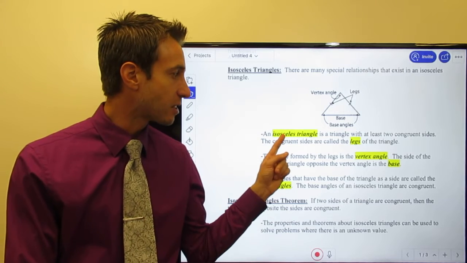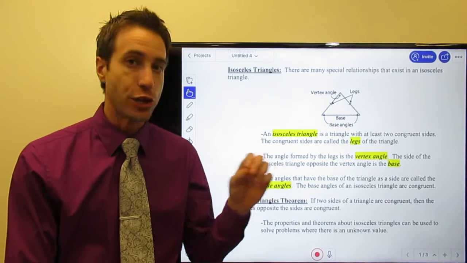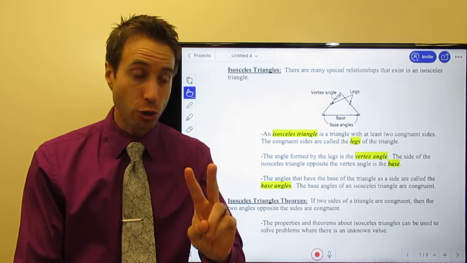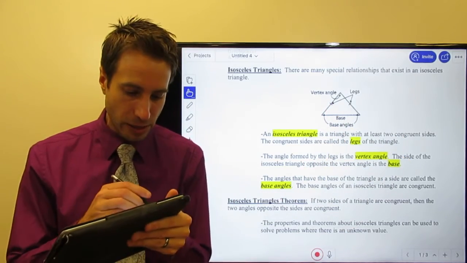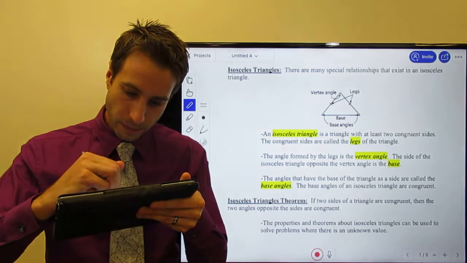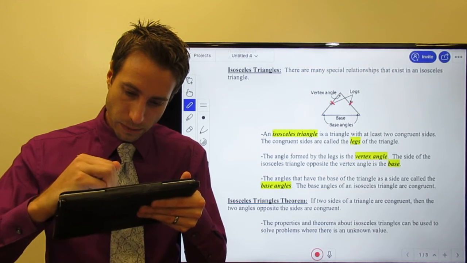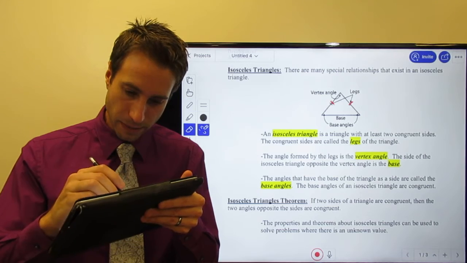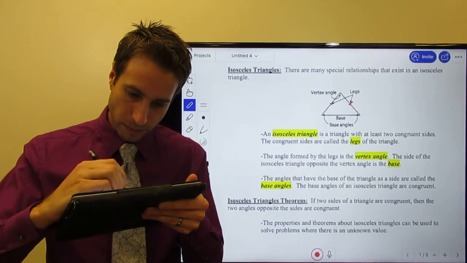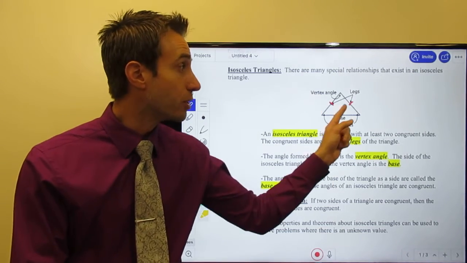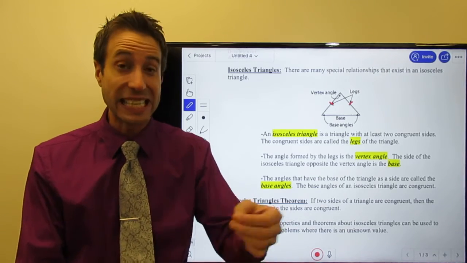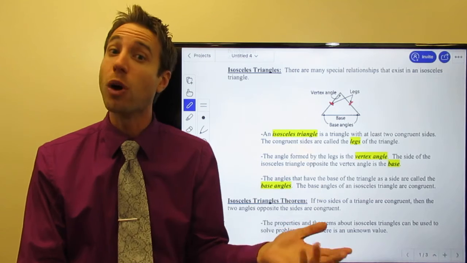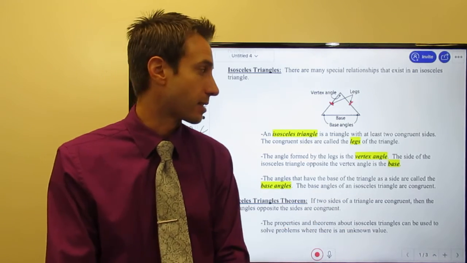First, in an isosceles triangle, you are going to have two congruent sides. Two of the sides must be congruent. I missed it. There we go. Yeah, so two of the sides are congruent. That's what makes it an isosceles triangle. It is an isosceles triangle if two of the sides are congruent. That's what makes an isosceles triangle.